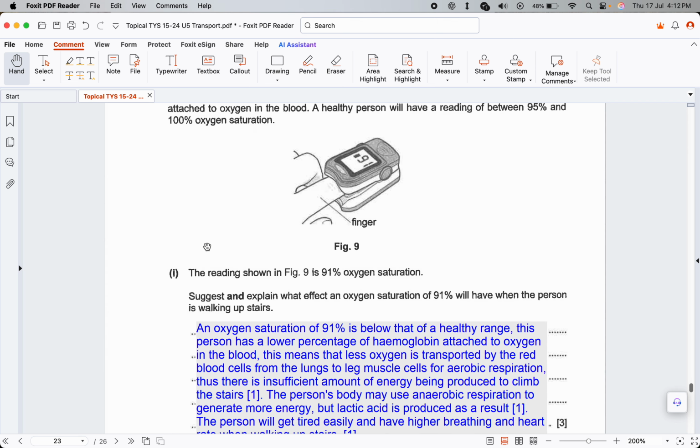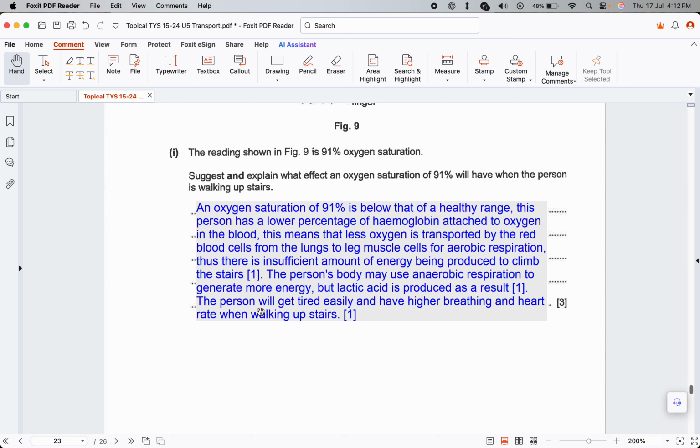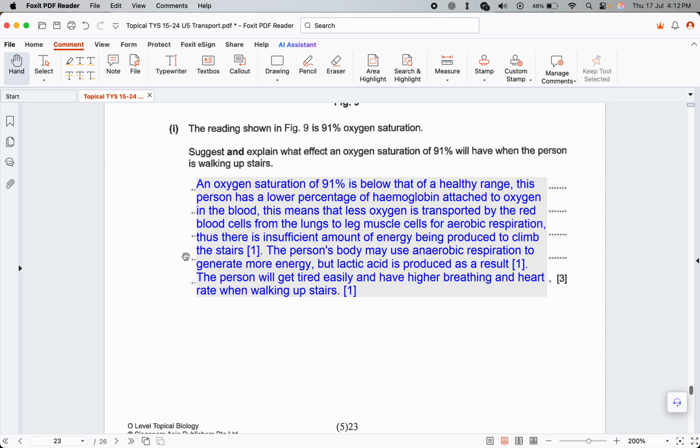Okay, so this one is oximeter. I think this question was not very well done. A lot of people didn't write very scientific answers. Okay, an oxygen saturation of 91 is below that of the healthy range.